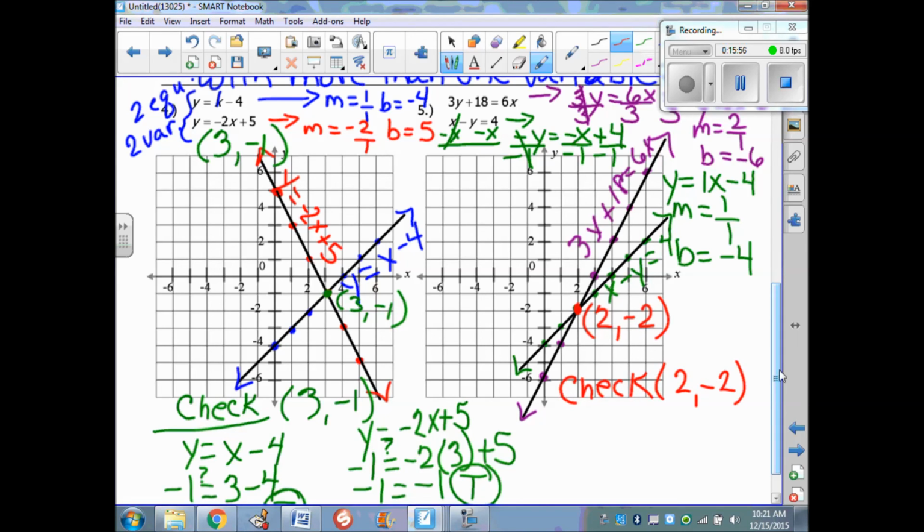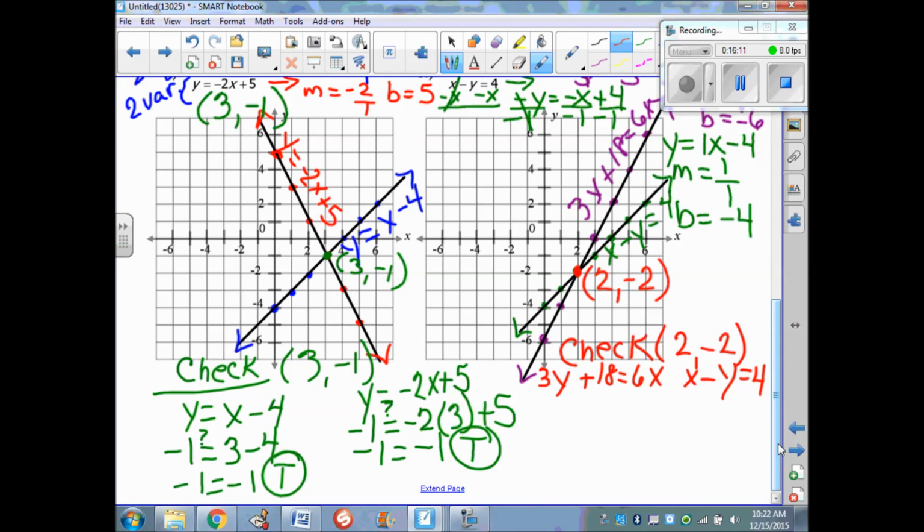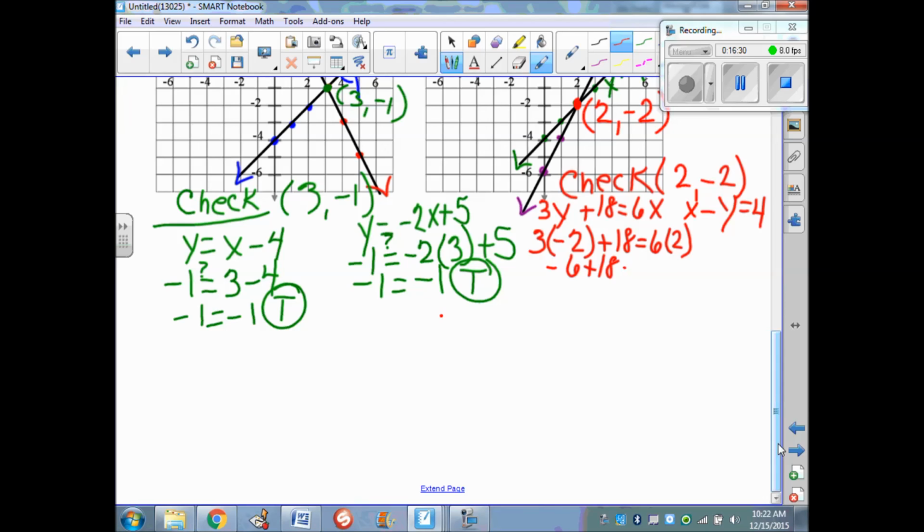So I'm going to check 2, -2. And my first equation, 3y plus 18 equals 6x. And my second equation, x minus y equals 4. Let's check that first equation and see if we get true. So 3 times the y value. The y is -2 plus 18. Does it equal 6 times the x, which is 2? So I get -6 plus 18. Here we go. Does it equal 12? And it sure does. 12 equals 12, so that's true.